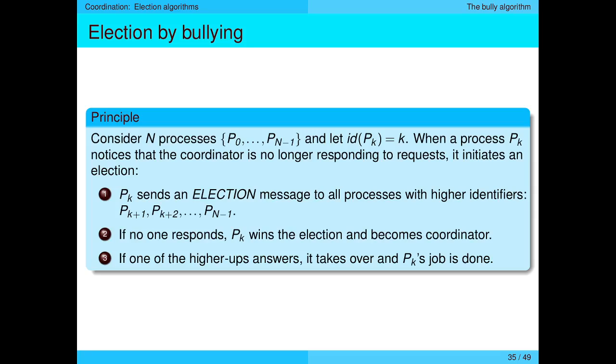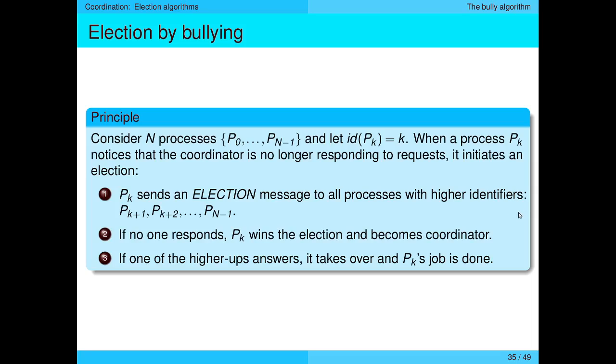Two algorithms that we are going to see. First is the bully algorithm, which says that we will elect by bullying. We will consider n processes, p0 to pn minus 1, and let the id of pk be k. When a process pk notices that a coordinator is no longer responding to requests, it can initiate the election. This pk can send an election message to all processes with higher identifiers and wait for their response.